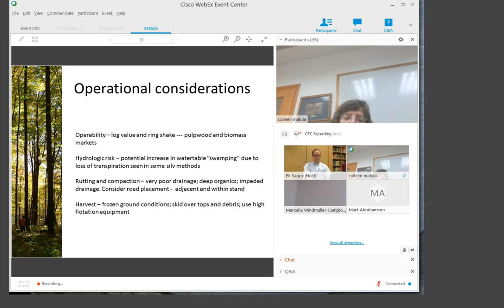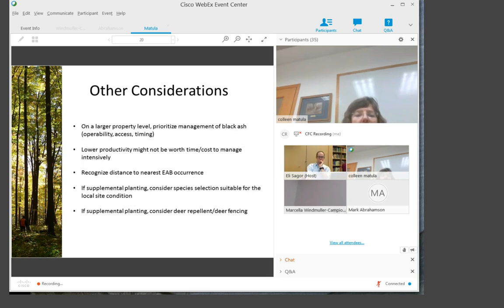Then harvest on frozen ground conditions is important. Skidding over tops and debris prevents rutting. Using high flotation equipment is very important. And all these things we've learned from just observing the silviculture trials as they're being managed and harvested. So a lot of considerations to think about.